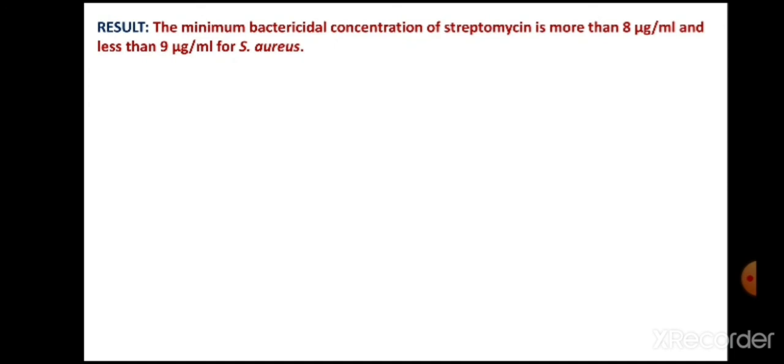This means that if you consider the range of 8 to 9, the minimum bactericidal concentration may be from 8.1 to 9 micrograms per ml, and therefore we further need to perform the assay, that is determination of MIC between 8 and 9, considering the concentrations 8.1, 8.2, 8.3, and so forth up to 9. And after getting the results, you will transfer those positive tubes to the nutrient agar plate.